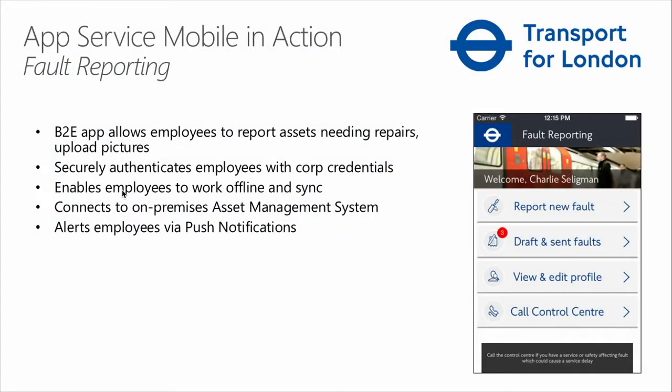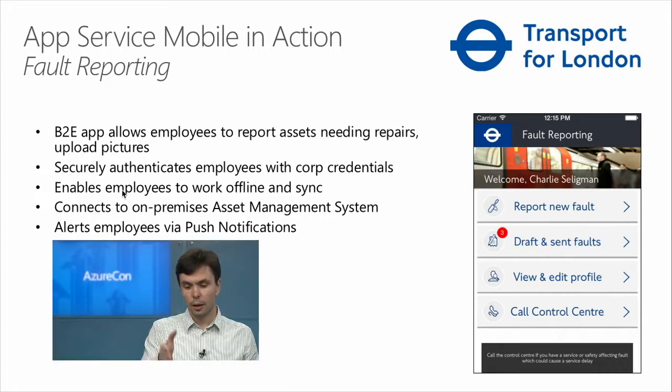Let me show you a real-life example of an App Service customer, in this case, Transport for London, and how they build enterprise mobile solutions using these features. Transport for London employs thousands of employees. Transport for London manages a number of transportation means in London, including London Tube. Transport for London wanted to offer employees the ability to report assets needing repairs as they walk through the underground stations.